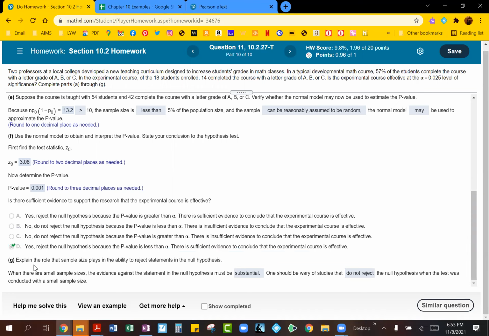Now, the last part here is talking about explain the role that the sample size plays in the ability to reject statements in the null hypothesis. And, of course, when you have a small sample size, the evidence against the null, the statement in the null hypothesis, must be substantial. And, of course, we did not have substantial evidence because our sample size was so small. So, they're telling us one should be wary of studies that do not reject the null hypothesis when the test was conducted with a small sample size.